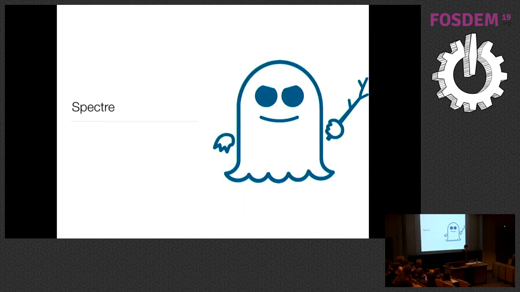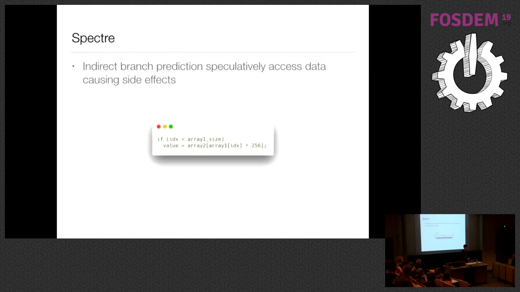All right, moving on to Spectre, the next guy in the house here. Just a brief and very high-level description of what Spectre is. So Spectre vulnerabilities are usually defined by having an indirect branch prediction, which then speculatively accesses data it shouldn't access. And these data accesses cause side effects that, again, can be observed using side channel analysis.